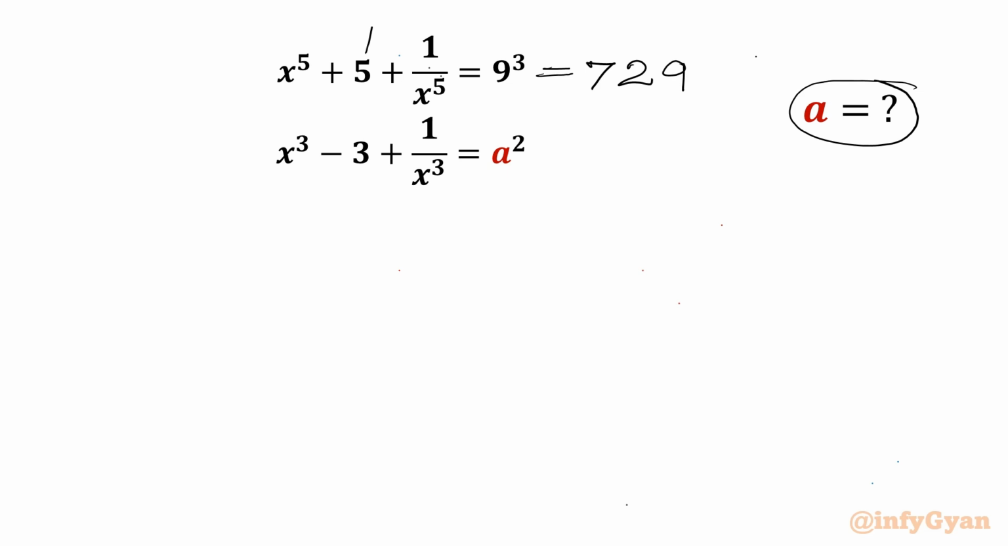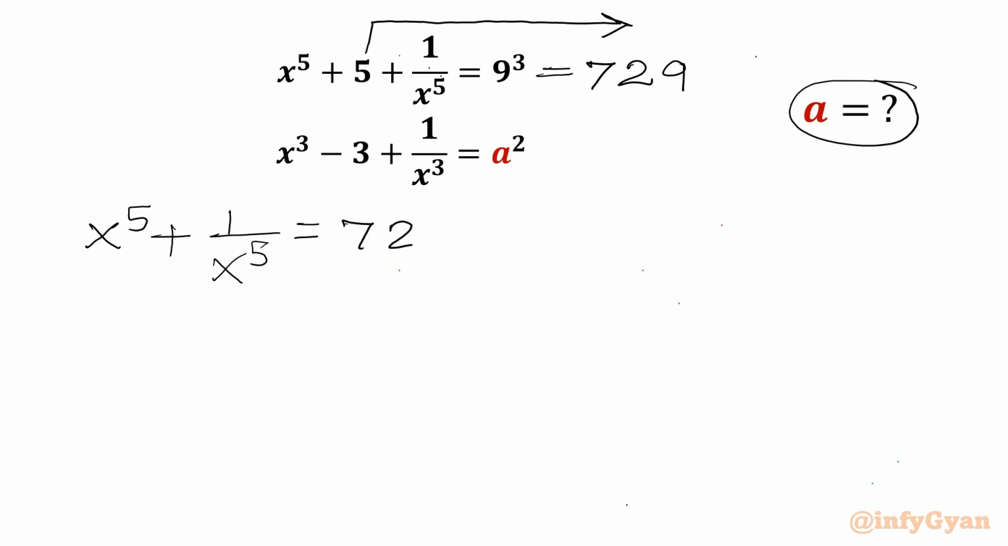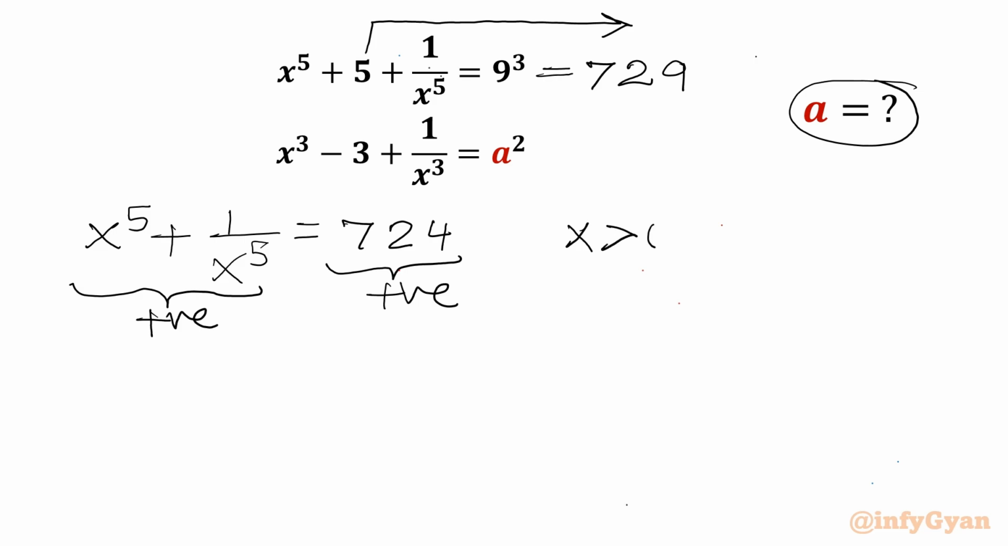Now I will take this 5 to the RHS. So our equation will become x^5 + 1/x^5 = 729 − 5 = 724. Right hand side is positive, so LHS must be positive. So x^5 will be positive. So x must be positive.